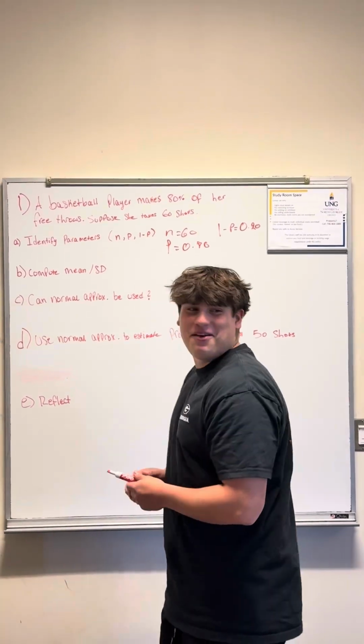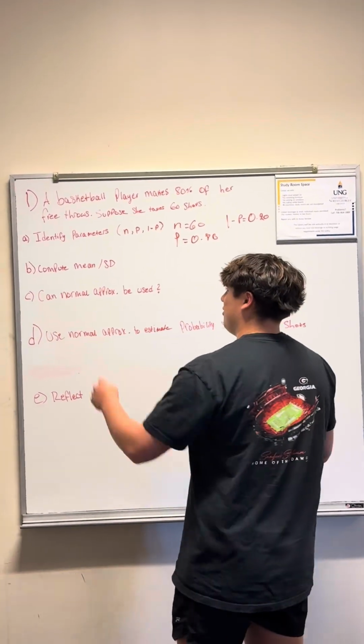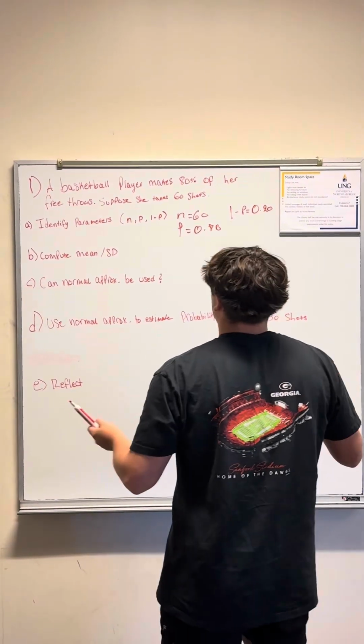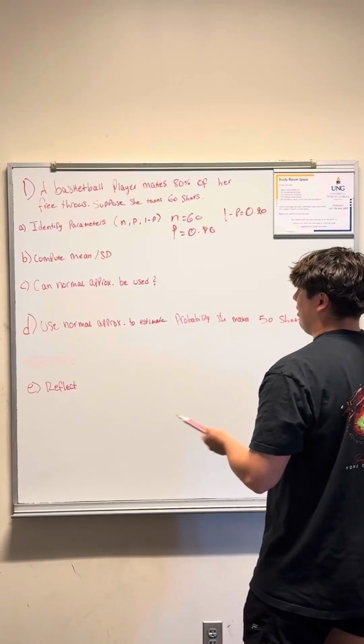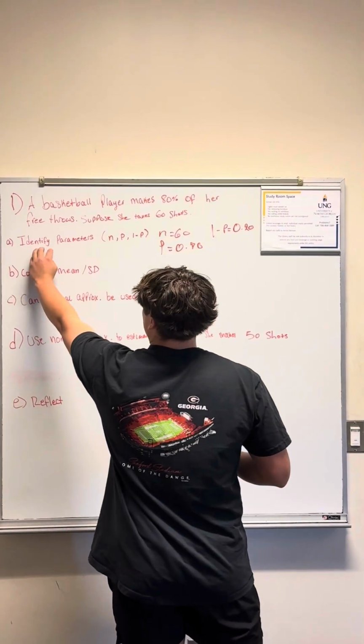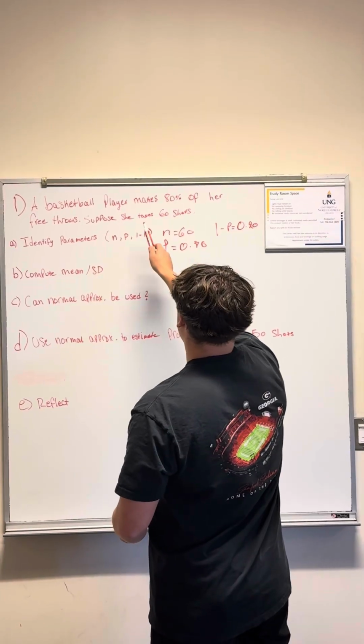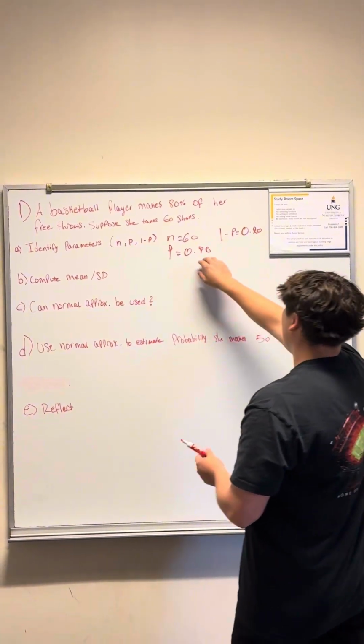So we're going to be working out a few problems on the board today. Problem number one says a basketball player makes 80% of her free throws. Supposedly, she takes 60 shots, right? For part A, it's asking us to identify the parameters, which are going to be N, P, and then 1 minus P. I already pre-wrote those down.